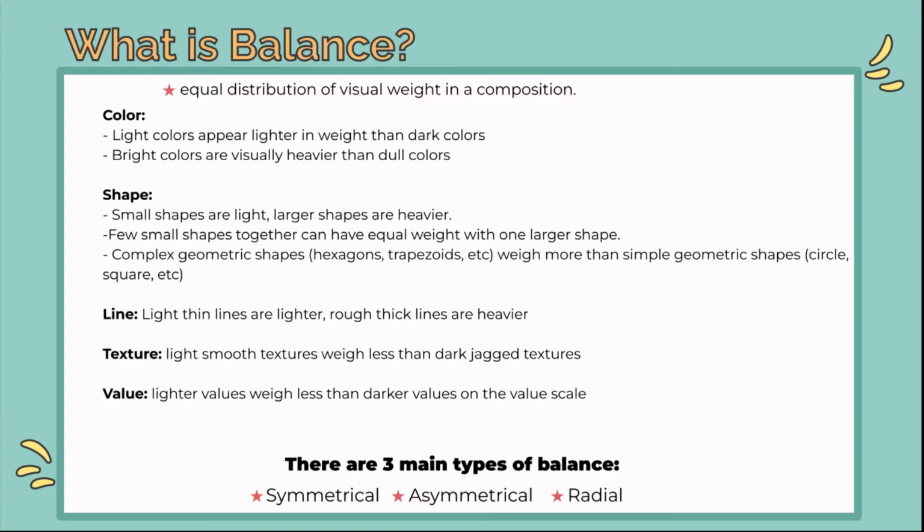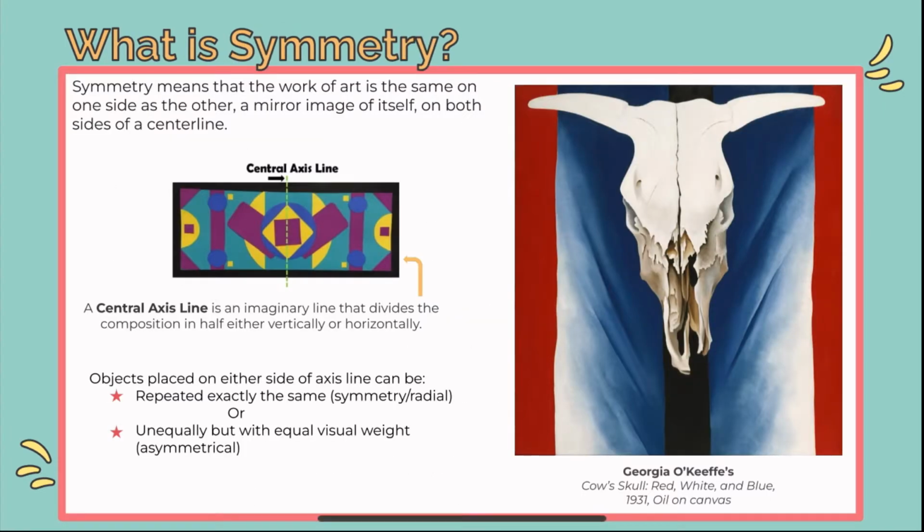So what is symmetry? Symmetry means that an artwork, if you cut it down the middle, it's the same on both sides. So Georgia O'Keeffe's Cow Skull is a great example of symmetry. We can see both sides are pretty equal and pretty much the same. And if you look at our little example for our central axis line, we can see that a little tiny picture is directly cut in half. It has 2 circles on each side. It has a little square on each side. It has all of those little indications to make it completely symmetrical.